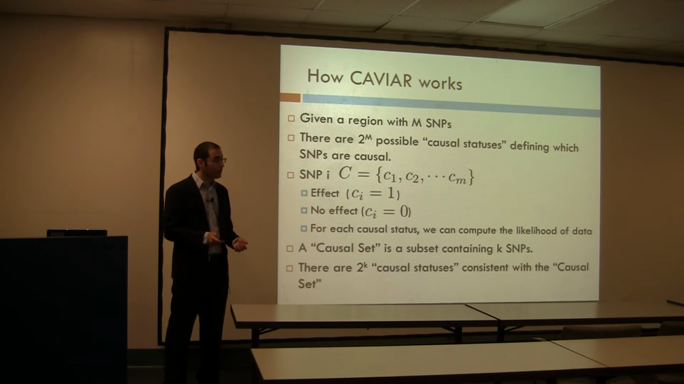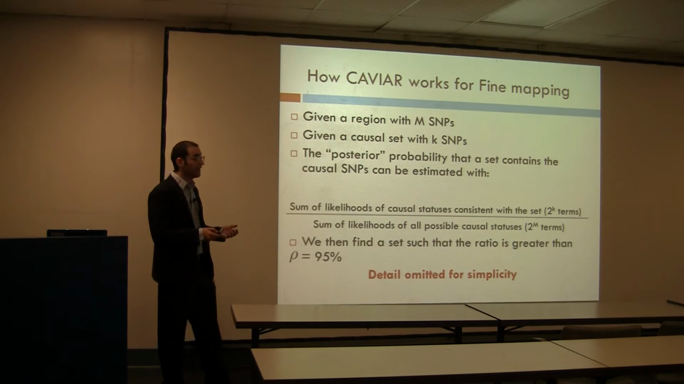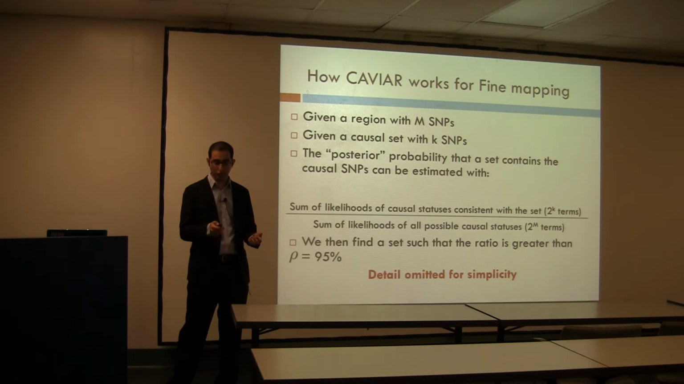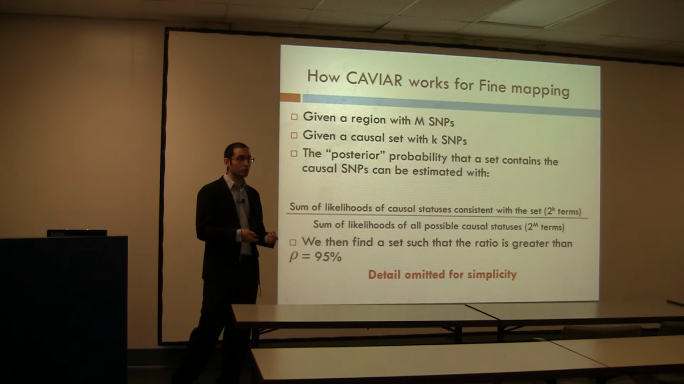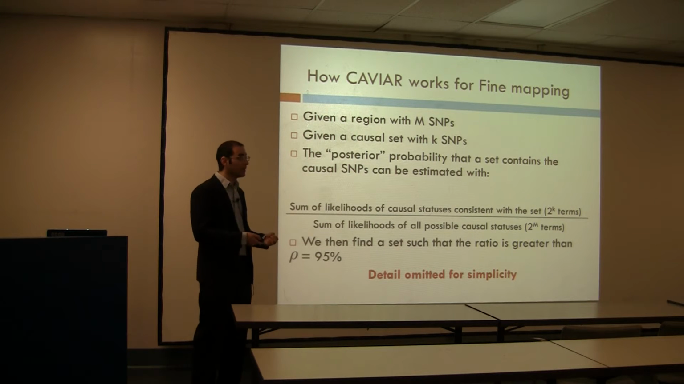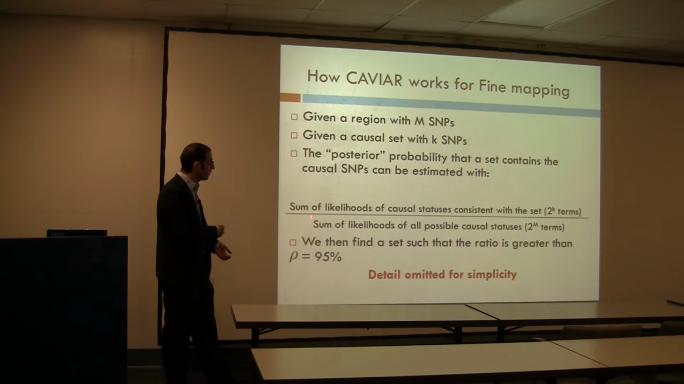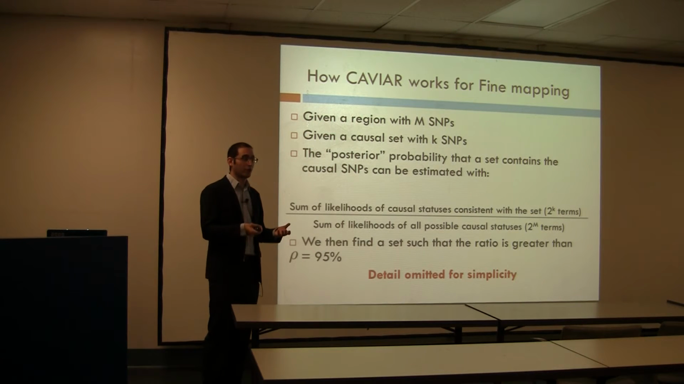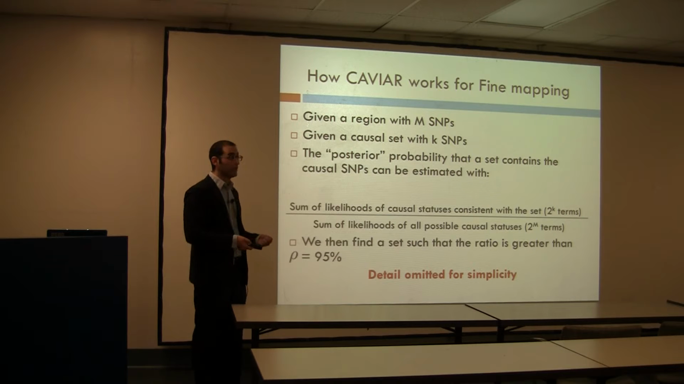Given these 2 definitions, we can ask a question: given a region with m SNPs and a causal set with size k, what's the posterior probability that this set can capture all the causal variants in the region? In order to compute that, you can approximate it by summing over the likelihood of all the causal statuses in this causal set, which are 2 to the k possible terms. And you divide it by the sum of the likelihood of all the possible causal statuses in that region, which there are 2 to the m. Now, if this ratio that you compute is greater than the ratio you wanted, like rho, for example, if we set it to 95%, then this causal set is a rho causal set.